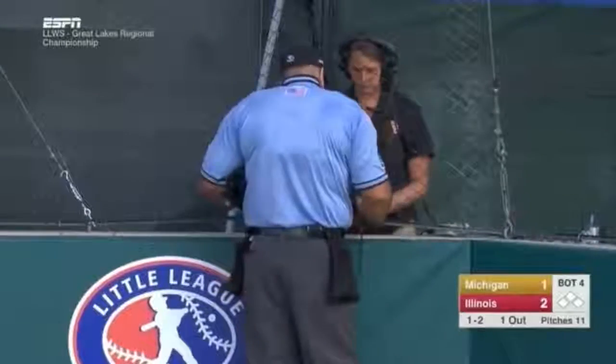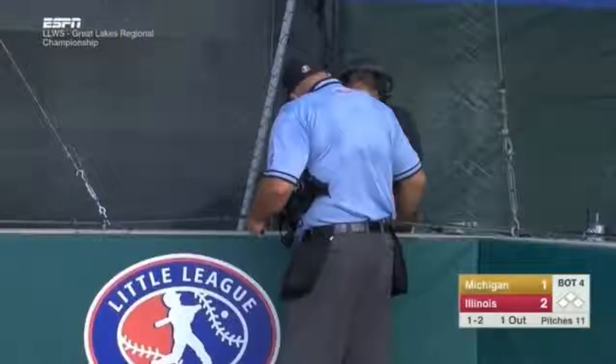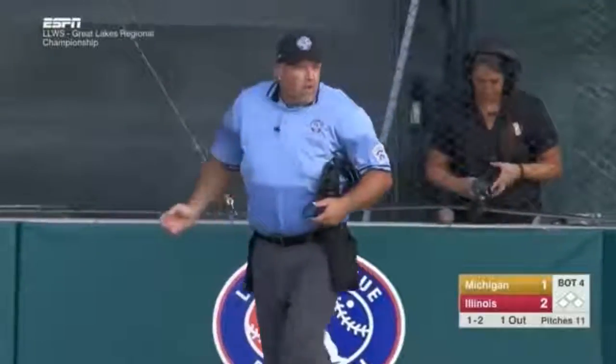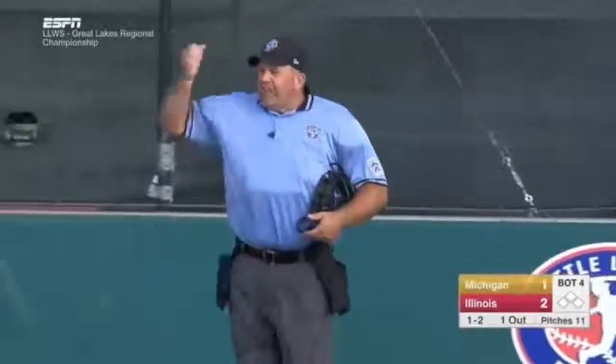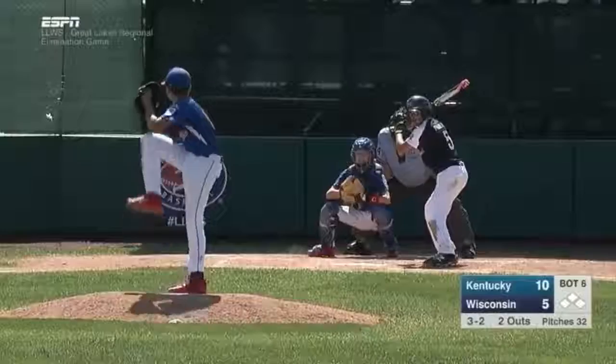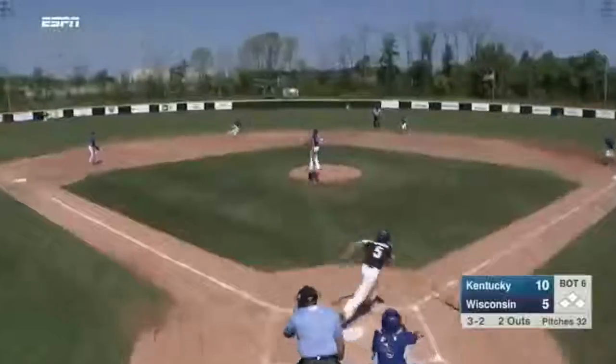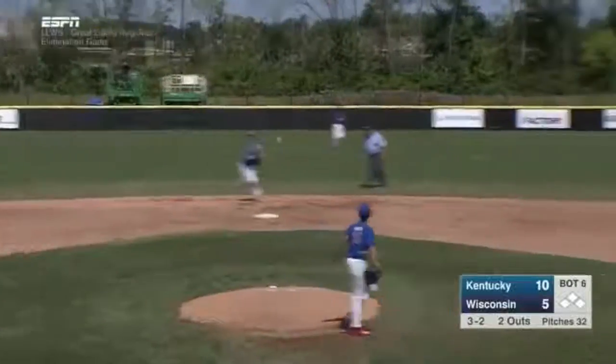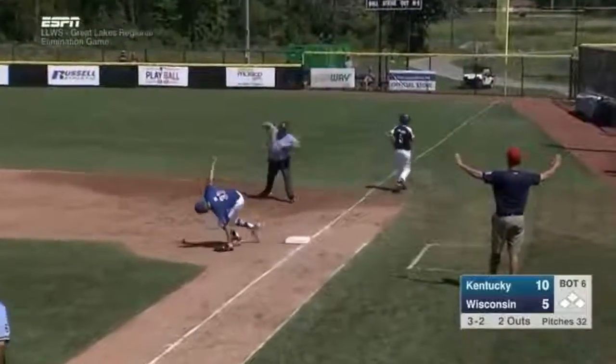Again, after the replay official communicates his or her decision with the umpire-in-chief, the umpire will proceed directly to the dirt circle, and without facial expression or otherwise emotion, he will signal the decision of the replay official. The final situation to review regarding the use of video replay is the last play mechanic. On every play that ends the game, the crew must proceed directly to home plate.